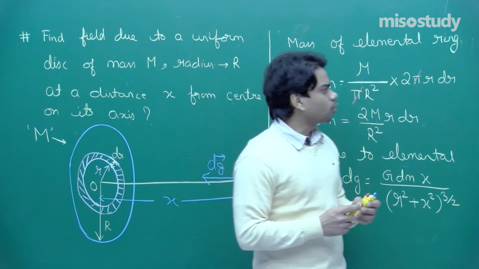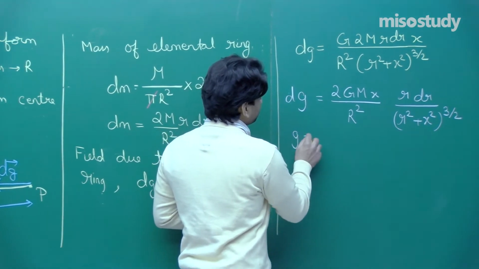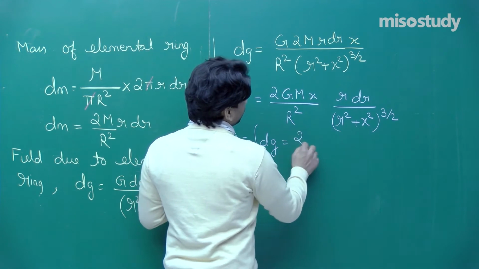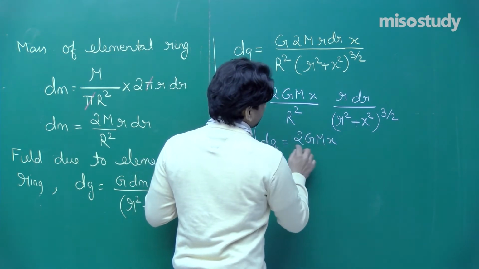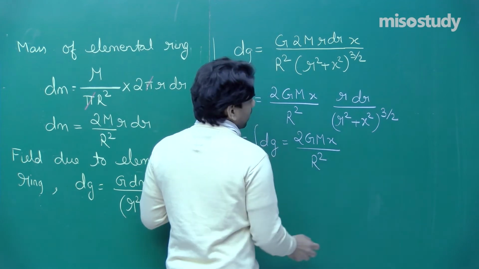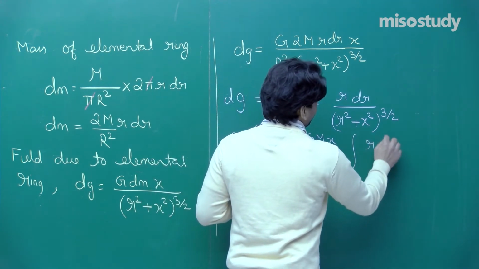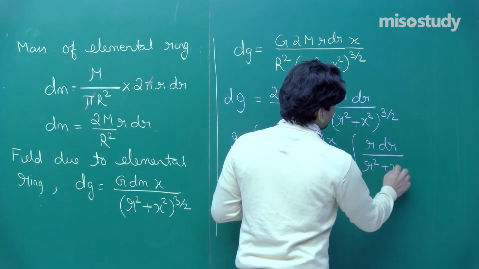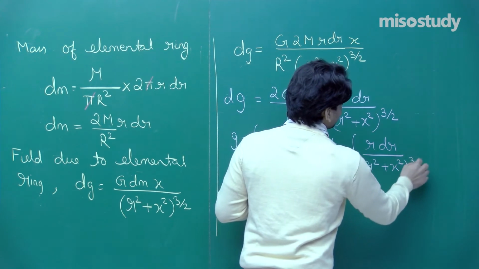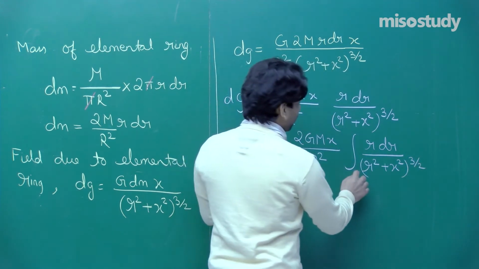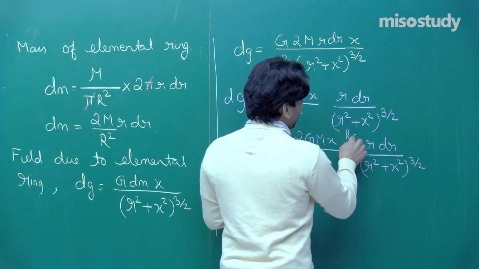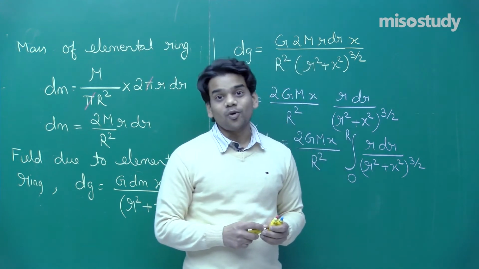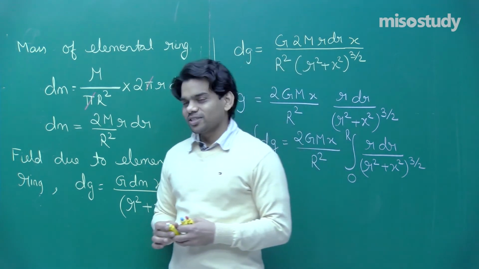Switch to the equation. So the value of g is nothing but integration of dg, that will be, keep the constant as it is, 2gmx upon R square, and integrate r dr divided by r square plus x square power 3 by 2, and small r should vary from 0 to capital R. Problem is in integration here. What we can do? Switch to the diagram once again. I'll show you the simple way.